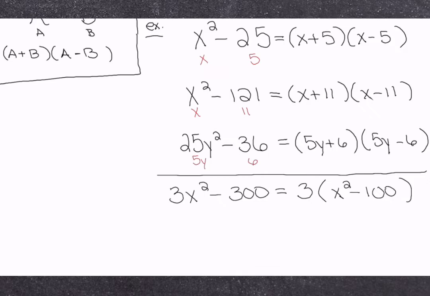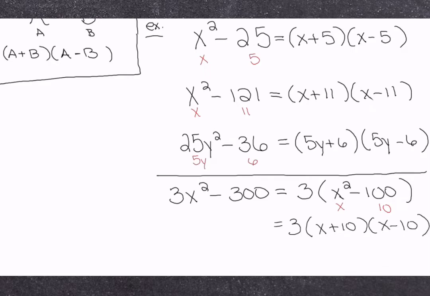Now, look inside the parentheses. Can you factor that? Can you take the square root of each term? Yep, that will be an x. 100, this will be 10. So yeah, we can keep going. So this will be, we got the 3 in the front, and I'm going to write the x and the 10 once with a plus sign, and then I'll do it again with the subtraction sign. Definitely. So that's how you do the difference of 2 squares.